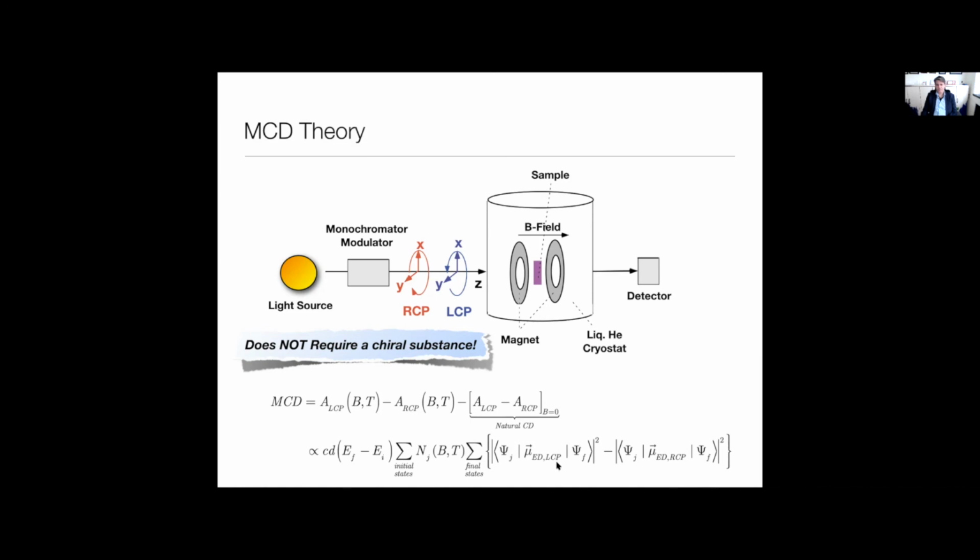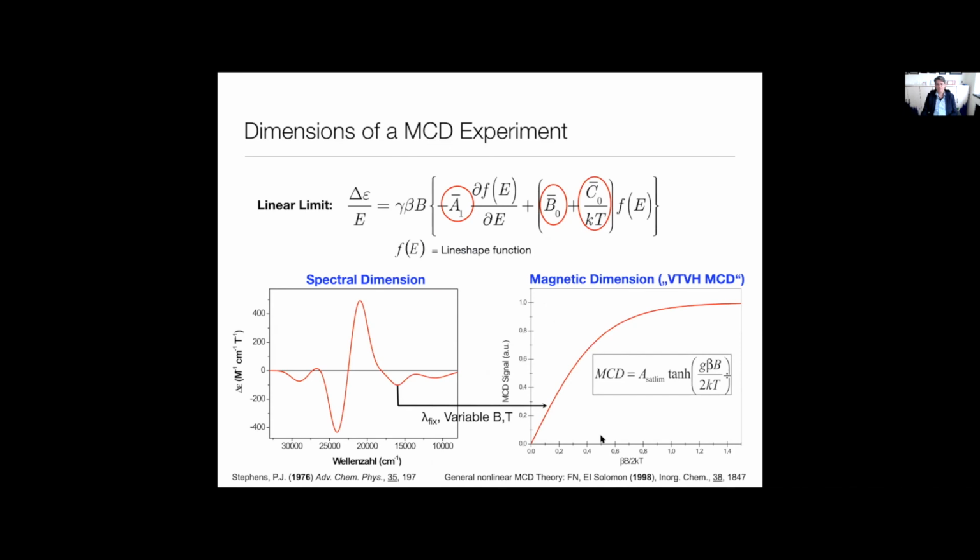And the MCD principle, of course, the very most direct way you can express the MCD intensity is saying that is a probability to absorb a left circularly polarized photon, that is a probability to absorb the right circularly polarized photon. You subtract them from each other, and you sum over the initial states weighted by their Boltzmann population, which of course is dependent on magnetic field and temperature, and the final states that you can reach, and they have no initial population. That's why this is the master equation for MCD. And that can be further developed.